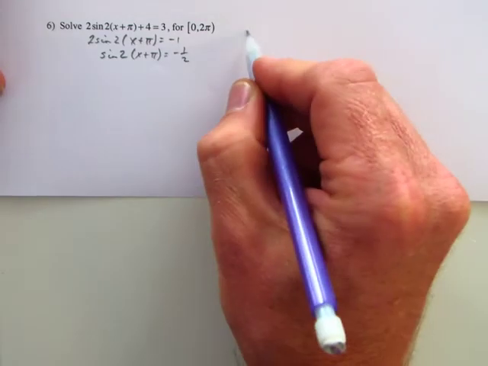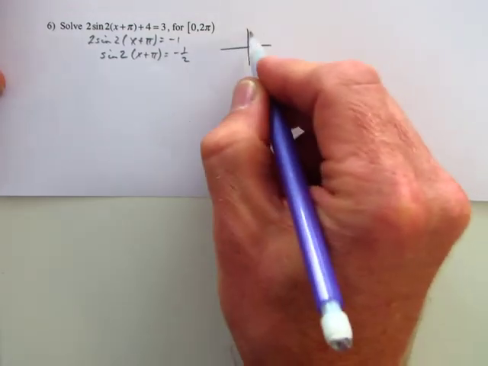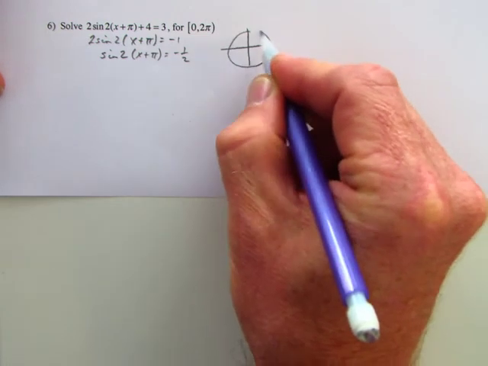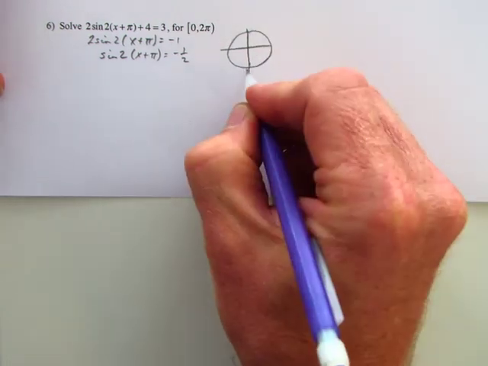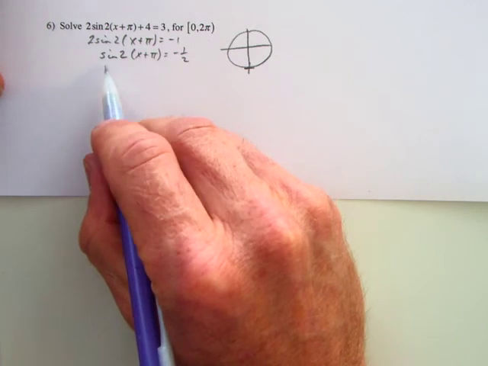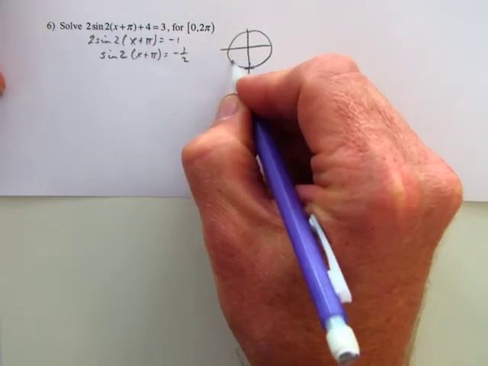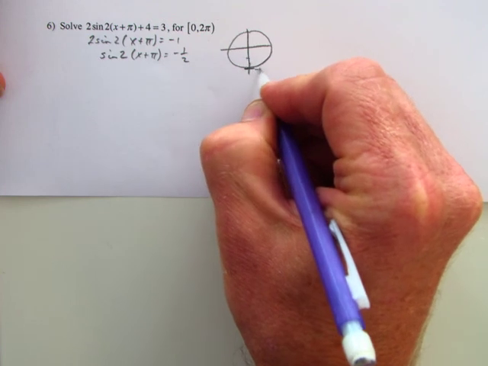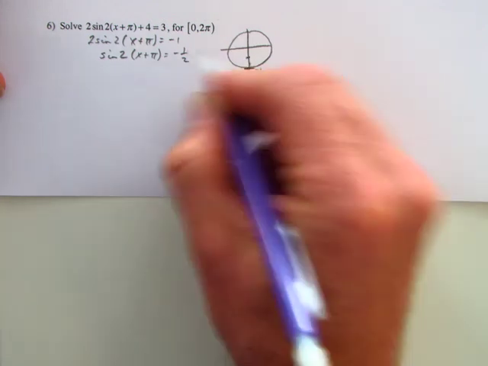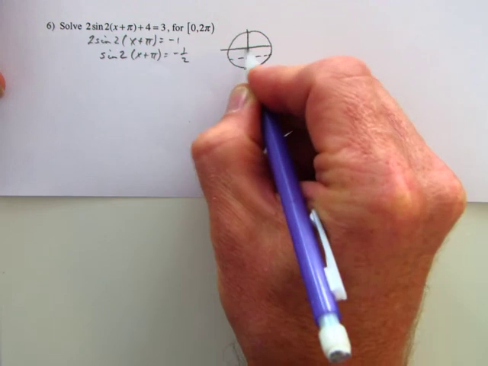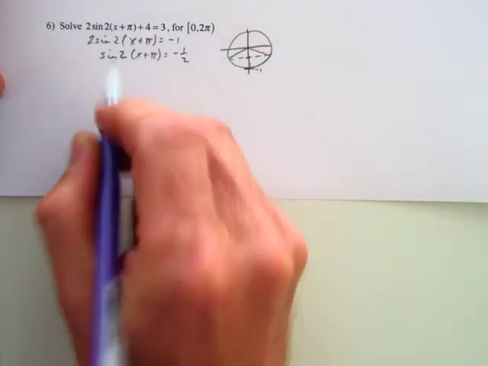At this point, let's use the unit circle. The unit circle is your friend. We have on the unit circle, sine is a y value. The y value is negative 1/2 right here, and so we want negative 1/2. What are those two values?